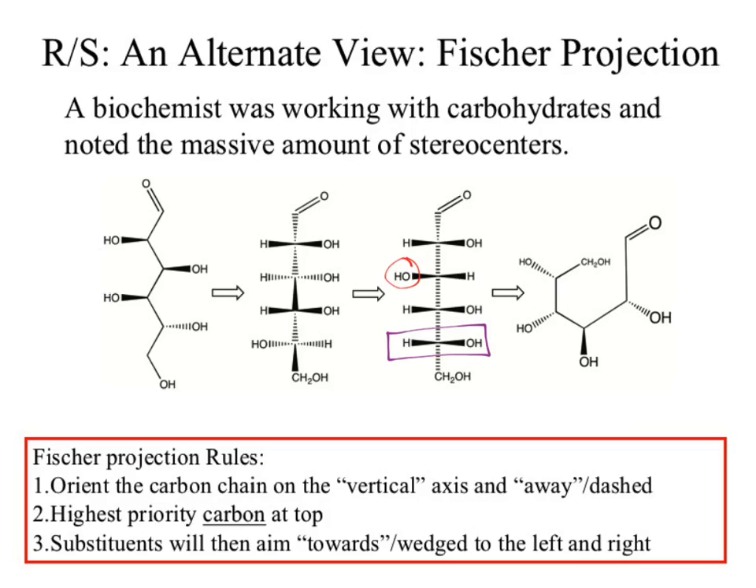This carbohydrate is known as a D carbohydrate because where's our highest priority group? In that last one. It's on the right-hand side. That's why it's a D. We don't care about the orientation of the other ones when referencing D and L.